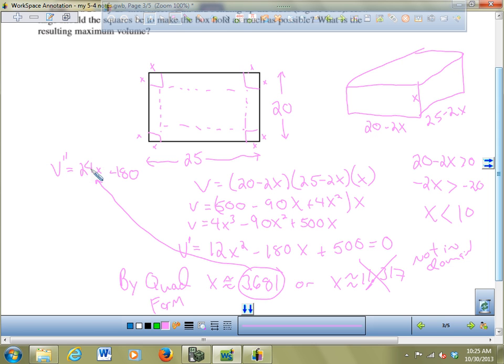4 times 24 is 96, right? So 4 times 96 will give you a number less than 0. So 3 times 3.681 is going to give you a number less than 0, which means that v double prime at that point, v double prime of 3.681, is negative, which means what? Concave up or concave down? Concave down, which means that I'm at a maximum for my volume.